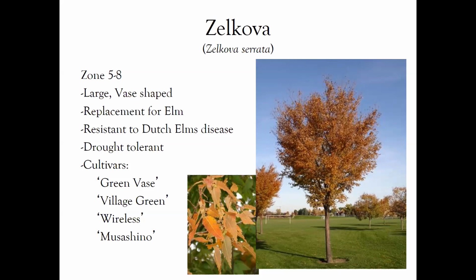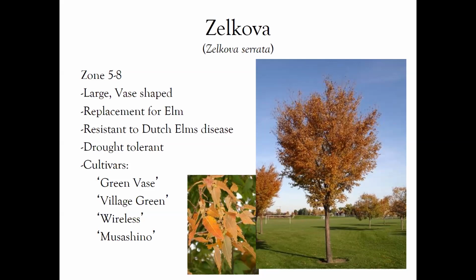Zelkova serrata. Another hardy vase-shaped tree, typically quite large. It was used and still is used as a replacement for American elm. The leaves have a similar appearance to elm, and it is actually in the elm family, but is very resistant to Dutch elm disease. It's also quite drought tolerant and is used successfully in larger areas as street trees or utility trees, and in areas that may not get as much care.